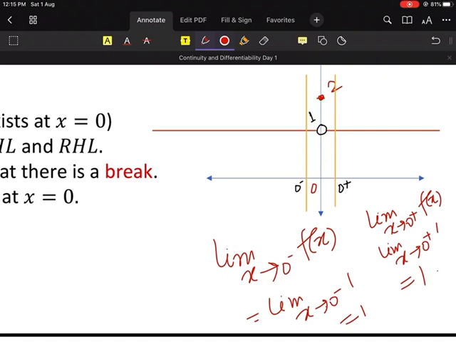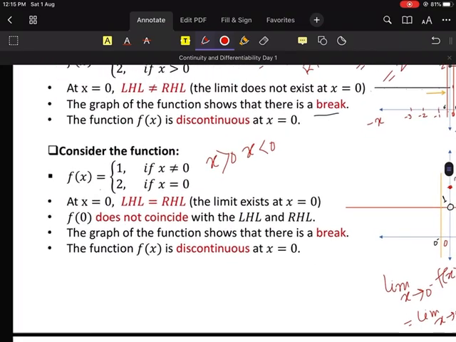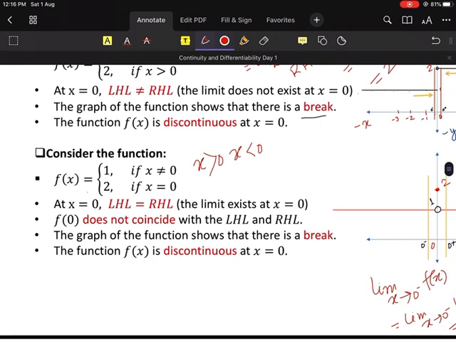Now I have another question. Is the function defined for all values of x? Yes, because at values x less than 0, it is 1. At values x greater than 0, it is 1. At x equal to 0, it is 2. So for all values of x, the function is defined. Simple as that. Clear?